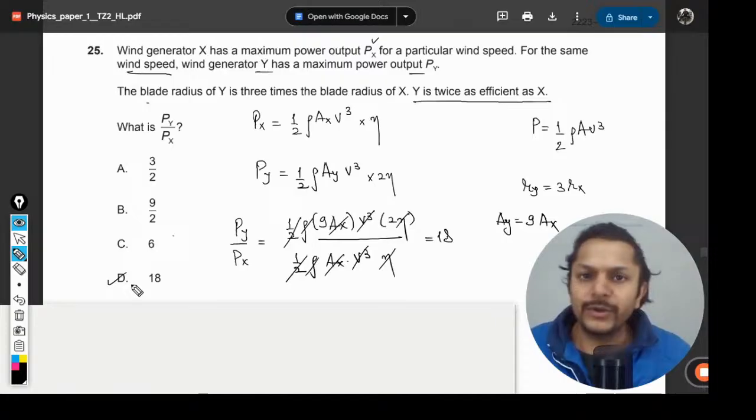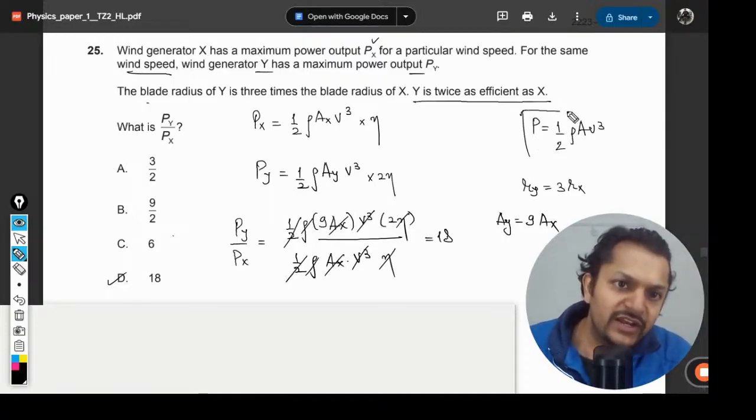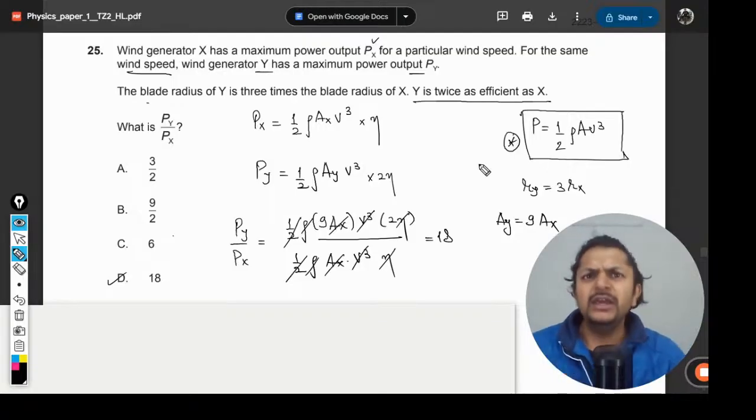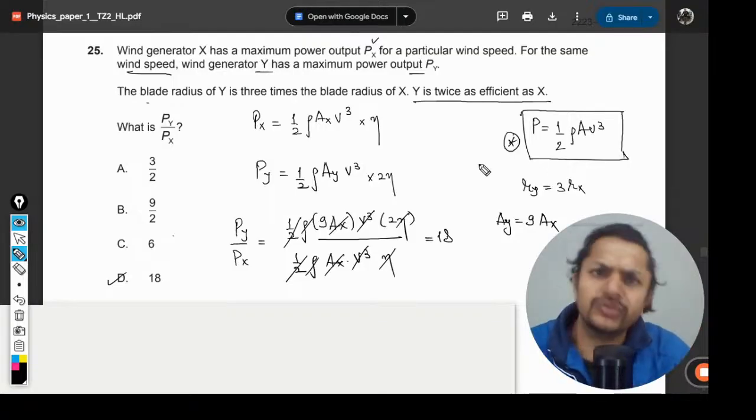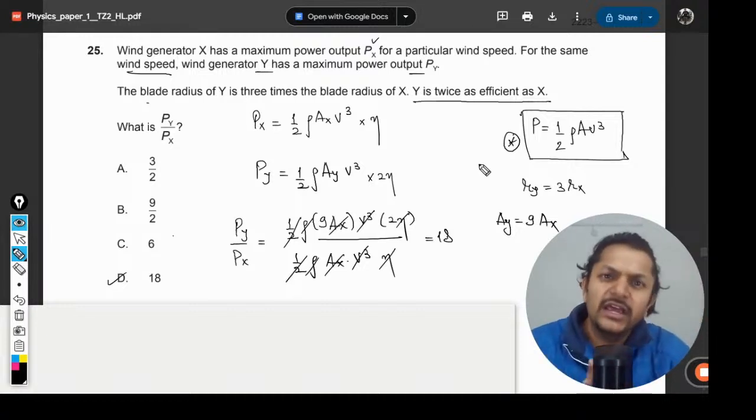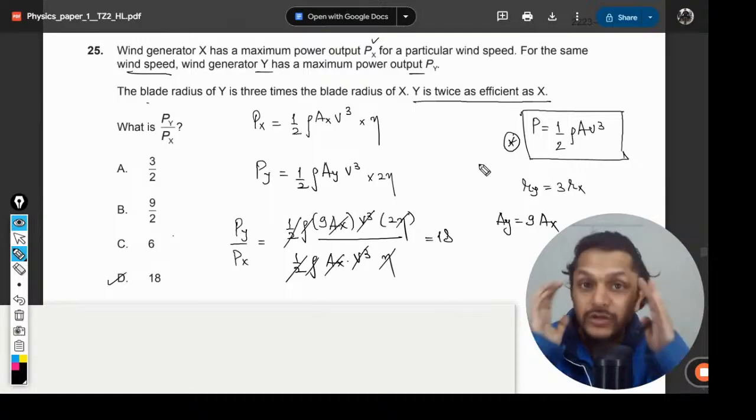This is how we do this question. This is a formula which is very, very important in the case of windmills, and it's a highly popular formula for IB. IB is asking many questions on the windmill, and this question kind of repeats, I can say, in our examination. So it will be very good if you remember it.